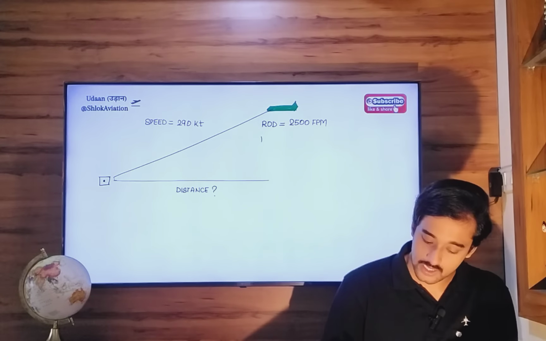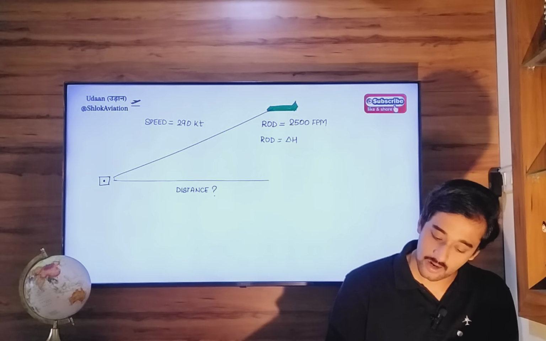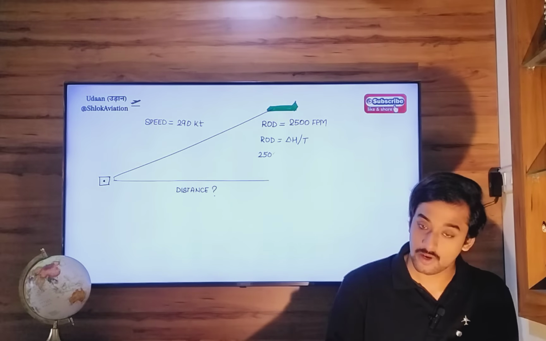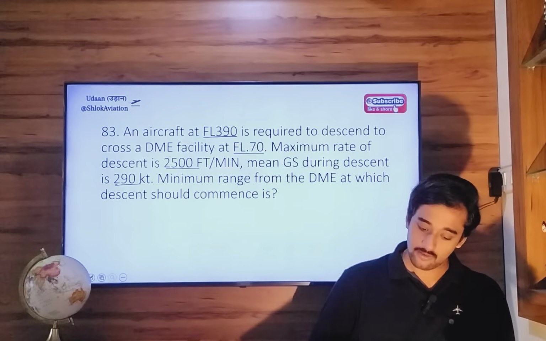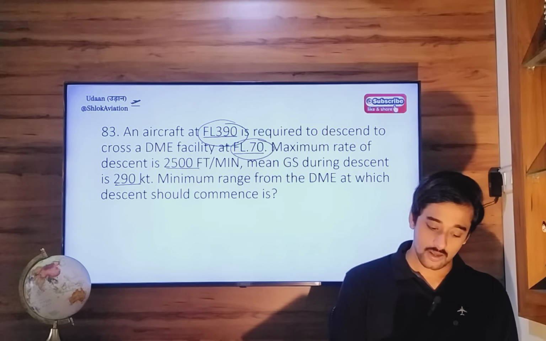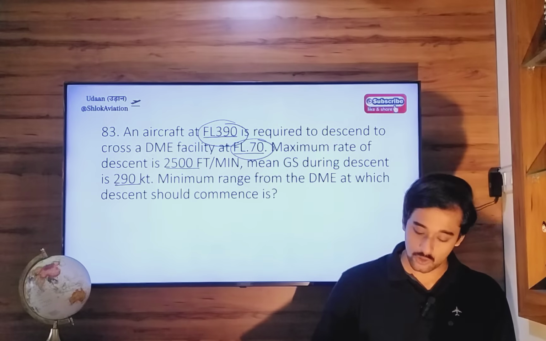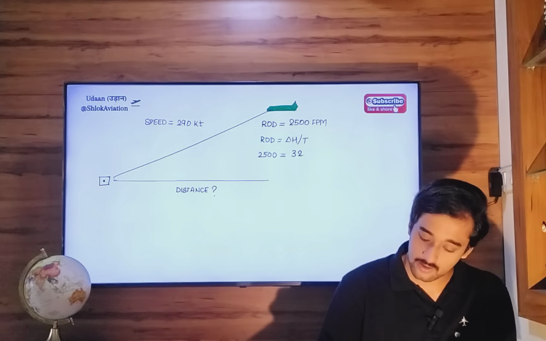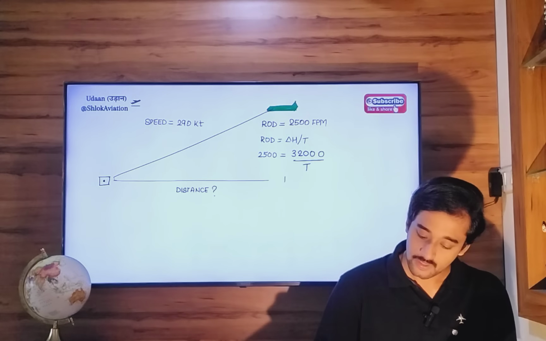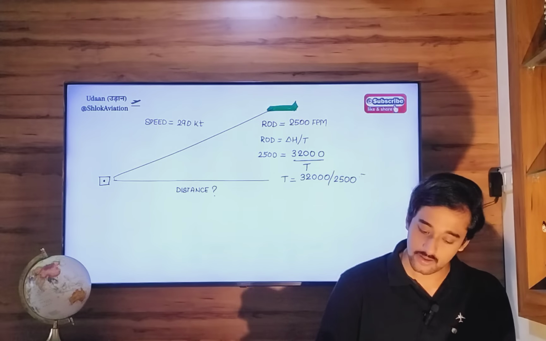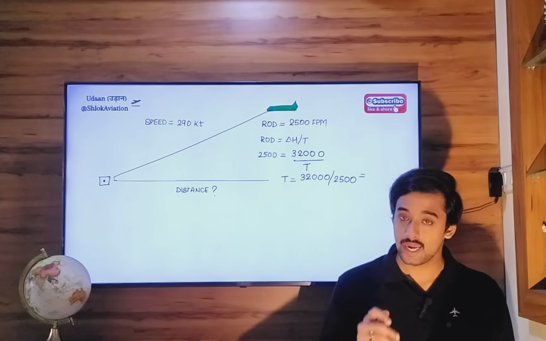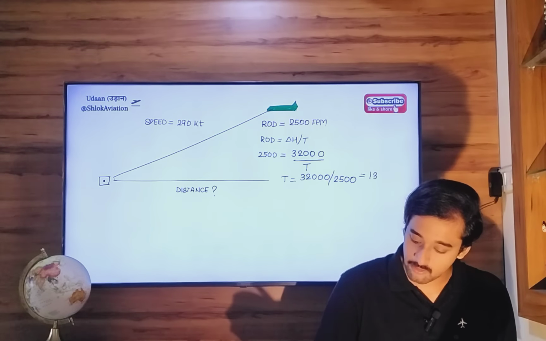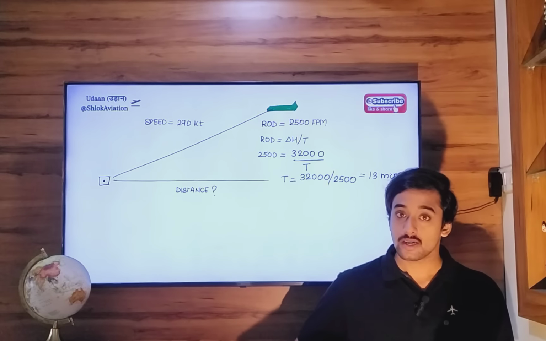Now, rate of descent equals change in height divided by time. So 2500 feet per minute equals change in height 25,000. Correction. You are descending from 39,000 to 7,000. So 39,000 minus 7,000 is 32,000, right? So 2,500 equals 32,000 divided by time taken. So time equals 32,000 divided by 2,500, which is 12 minutes 48 seconds. So approximately 13 minutes.